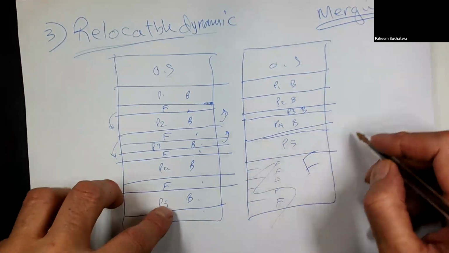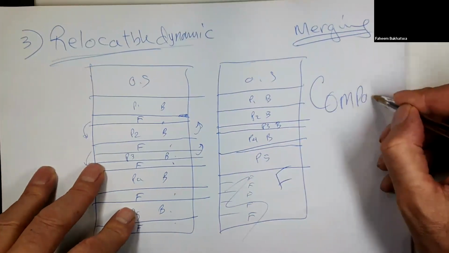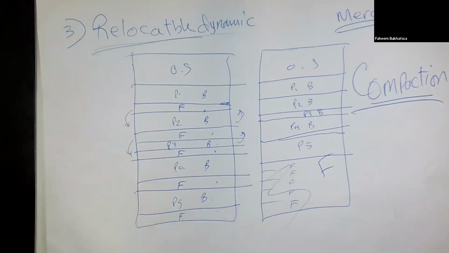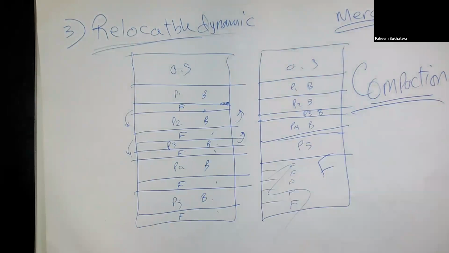And this process is called compaction. Compaction is like organizing things very tightly. That's what the word compact means. For example, if you have lots of furniture or tables or books, you put them one next to the other, so you have more space on the other side. So compaction is putting all the busy blocks one following the next to each other at one end of memory.